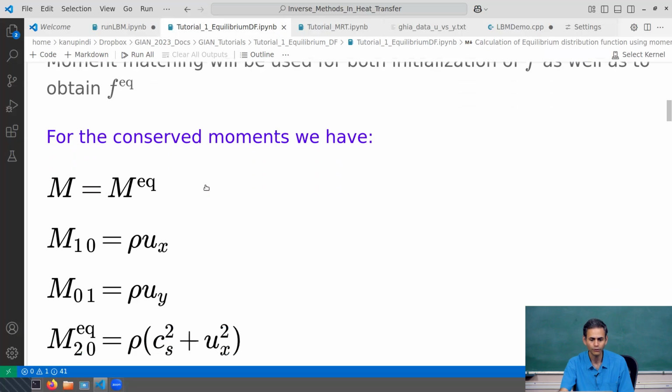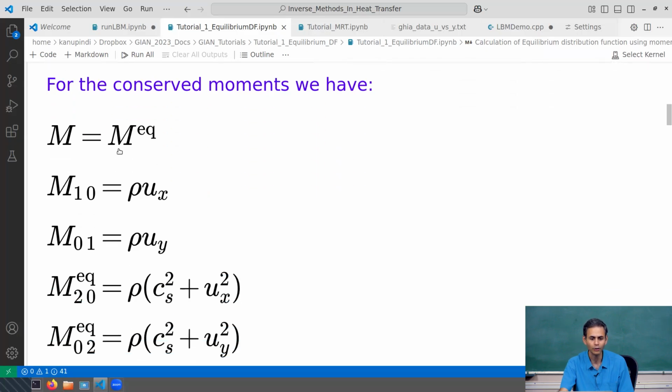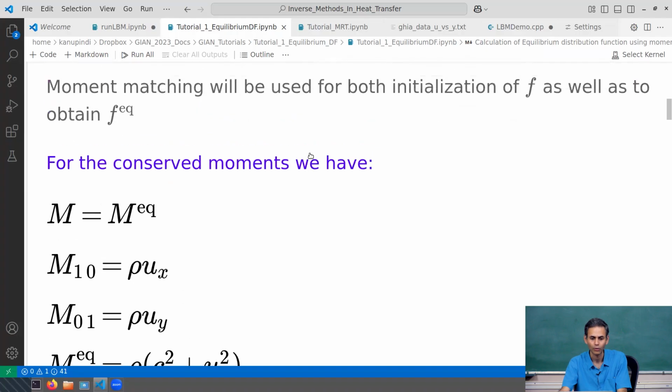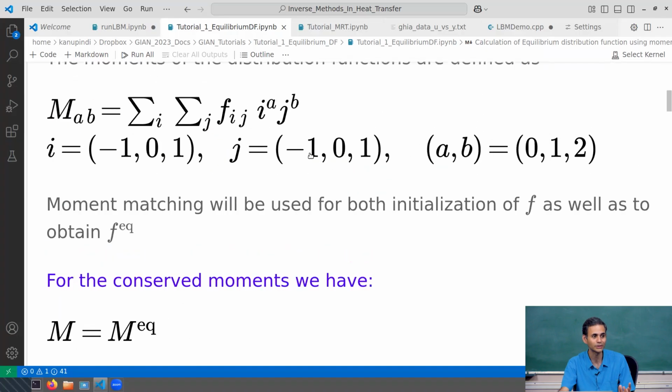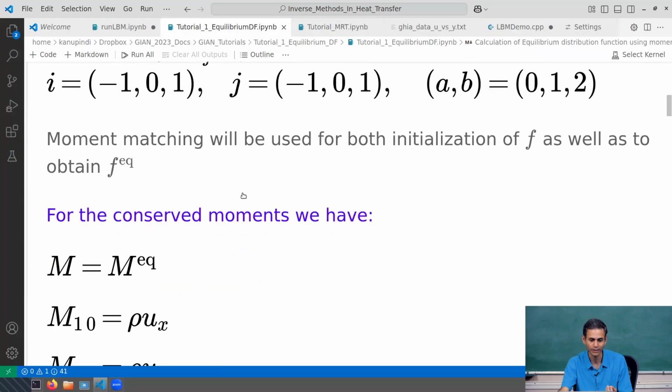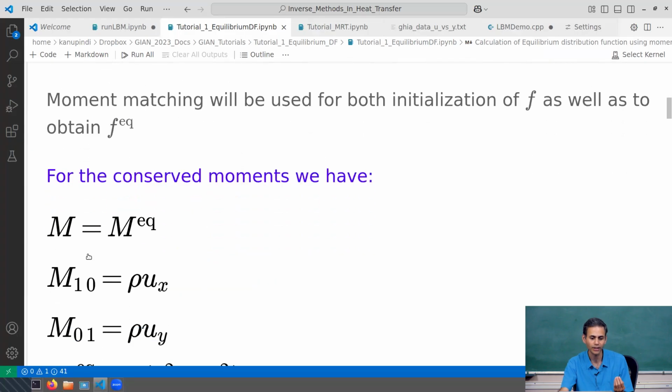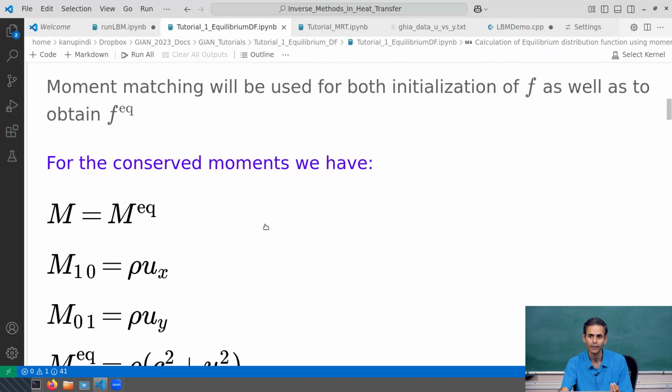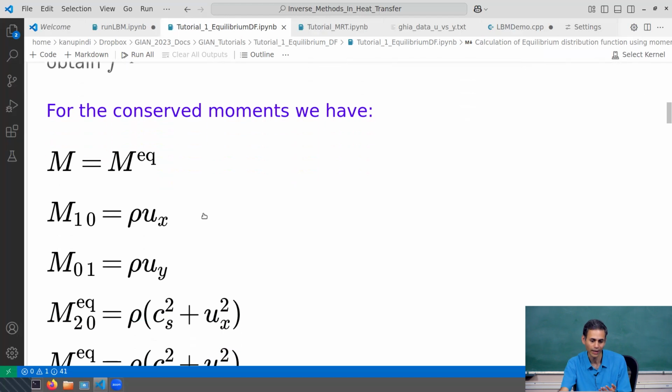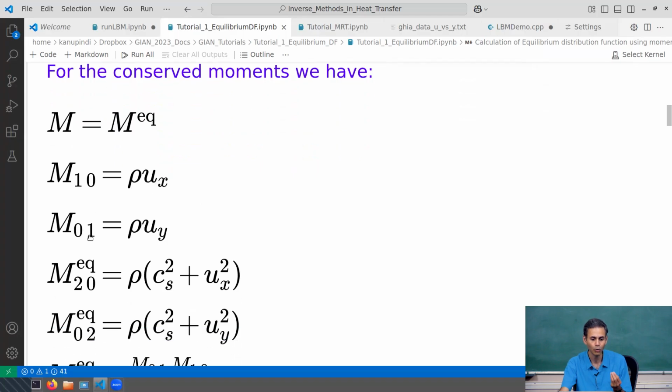So you are also familiar with this: for the conserved moments we have M equals M equilibrium. And if you recall, what was M00? M00 was density, which I have not written here. But then M10 is your linear moment, x momentum, right? That is your rho times ux. And M01 would be rho times uy, correct?